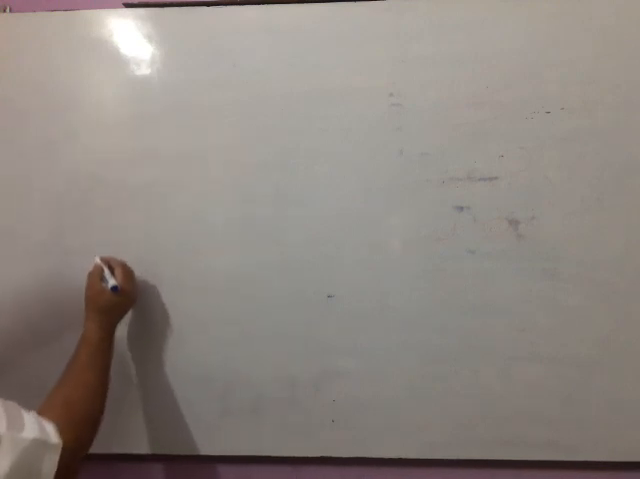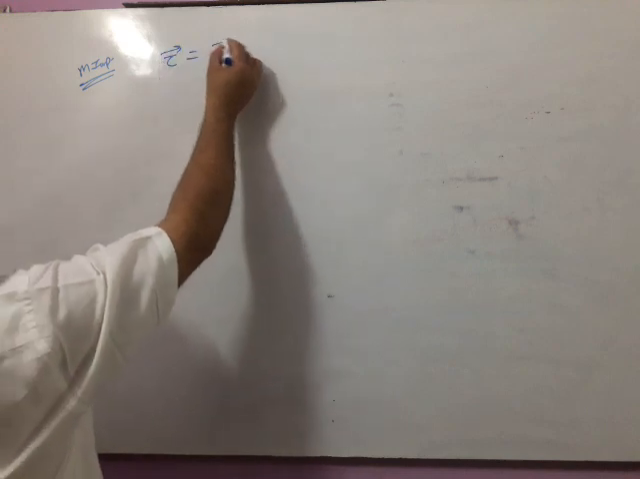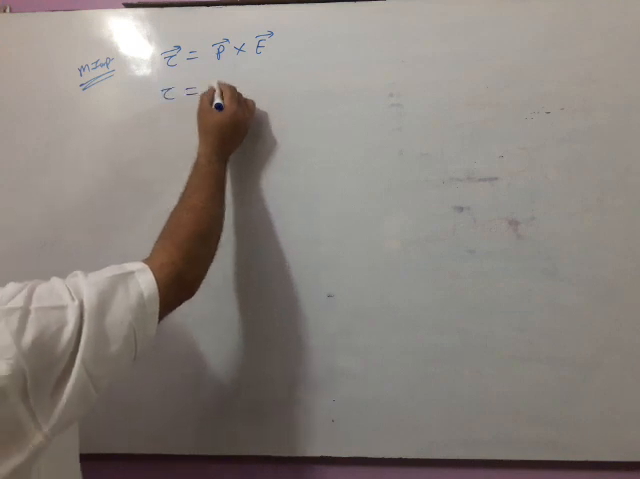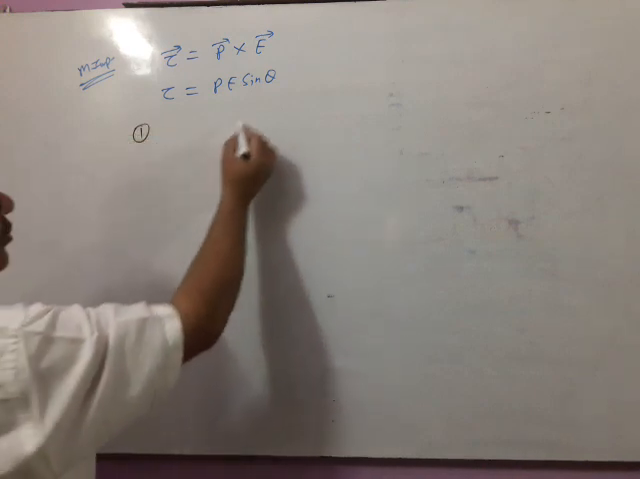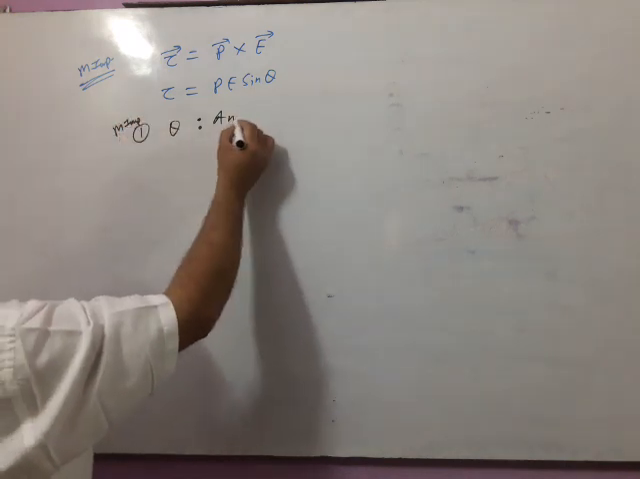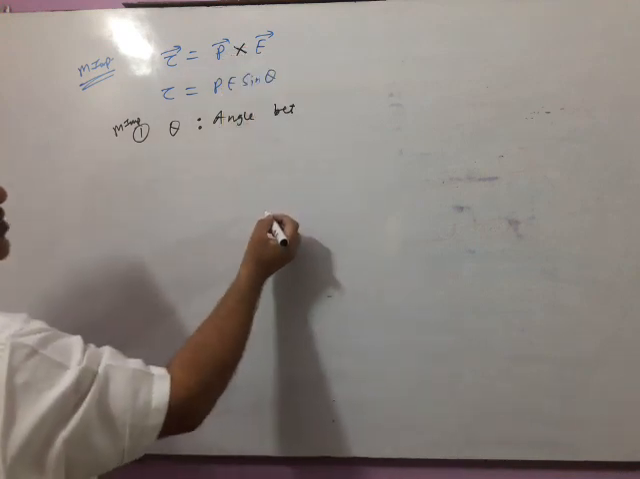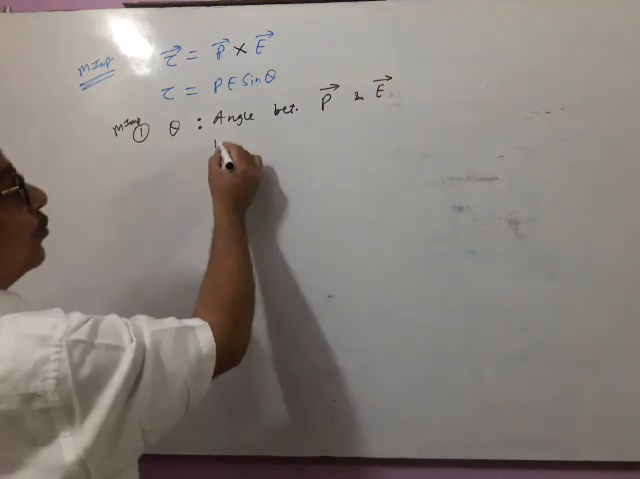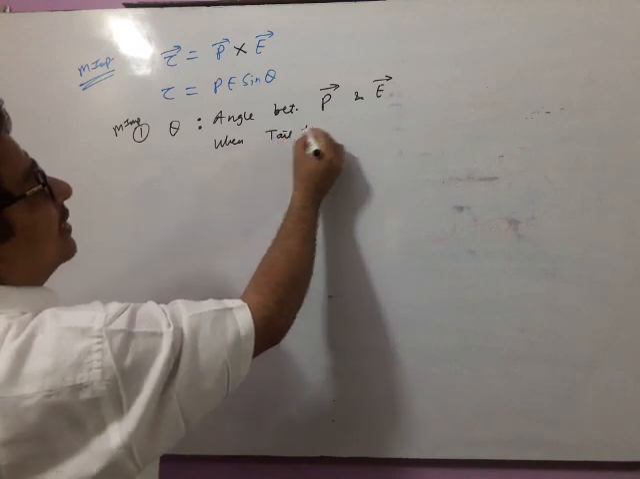Now see the concept part, most important again. Torque vector is P vector cross E vector. It can be written in magnitude like this, PE sin theta. Now the most important point, what is theta? Theta is the angle between those two vectors between which there is the dot or cross product. So theta is the angle between P vector and E vector. And the most important point, when they are joined from head to head or tail to tail.